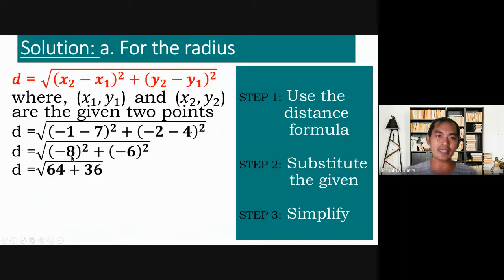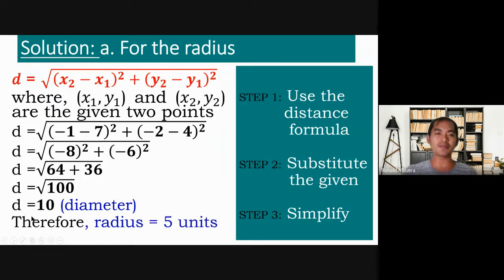The square of -8, that is -8 times -8, is 64. -6 times -6 is 36. Then add 64 plus 36 is 100. And the square root of 100 is 10 units. That's the diameter. Get only the positive value because there is no length such as negative.